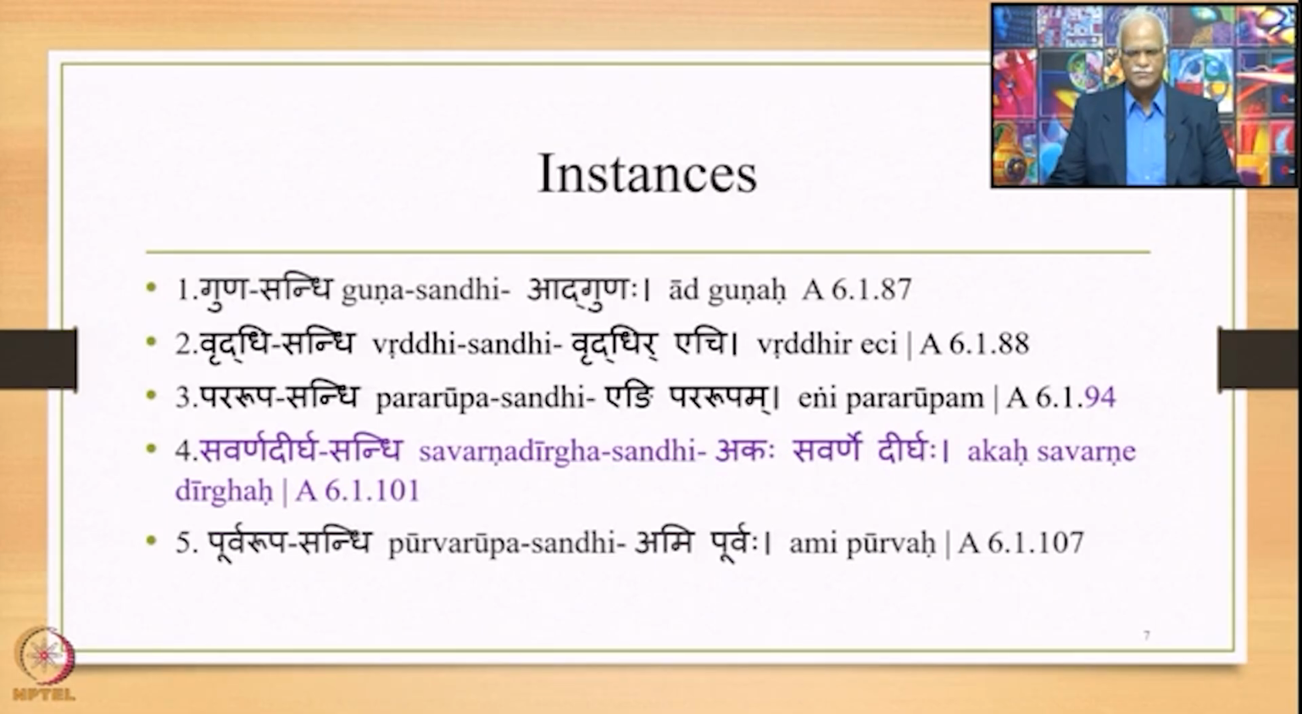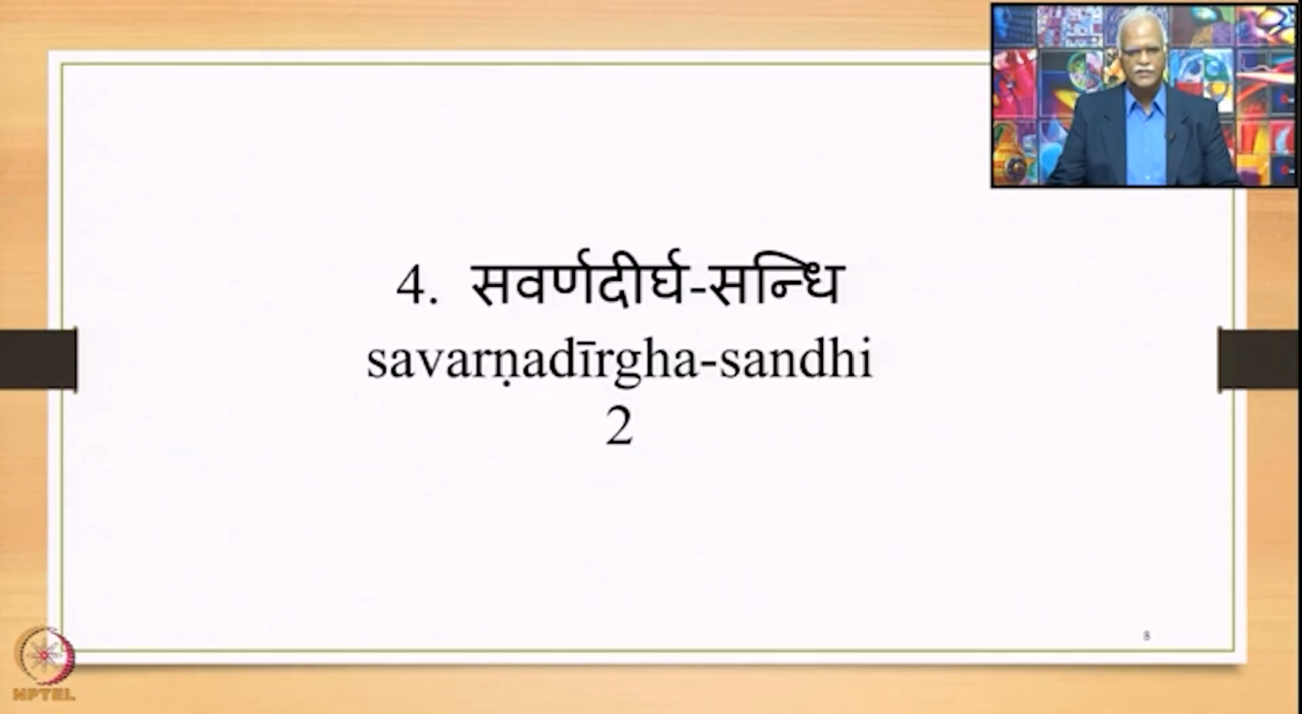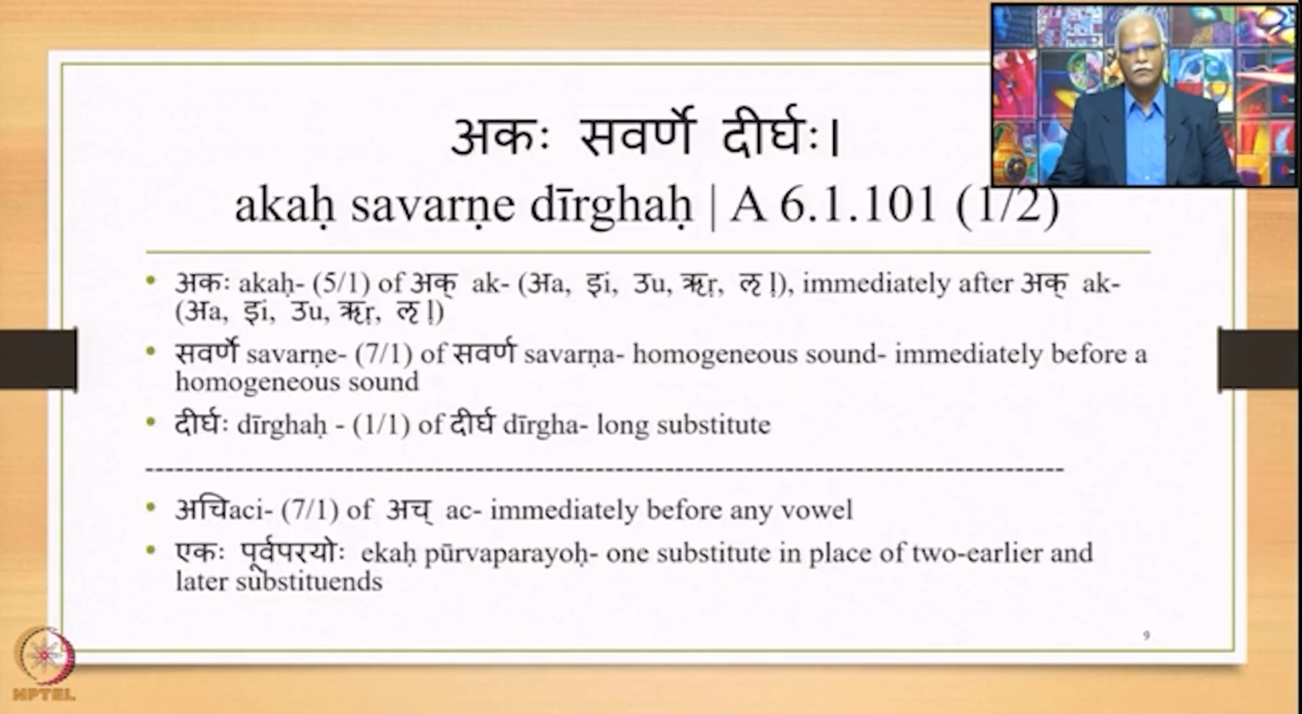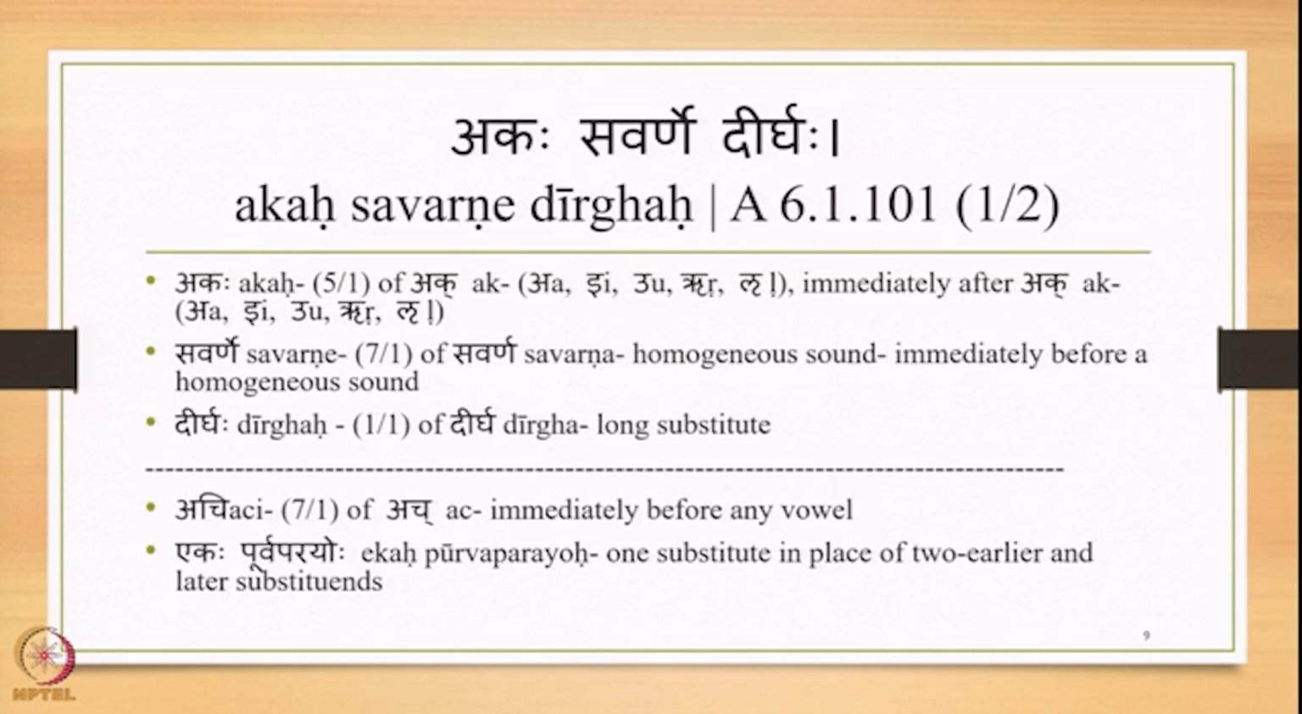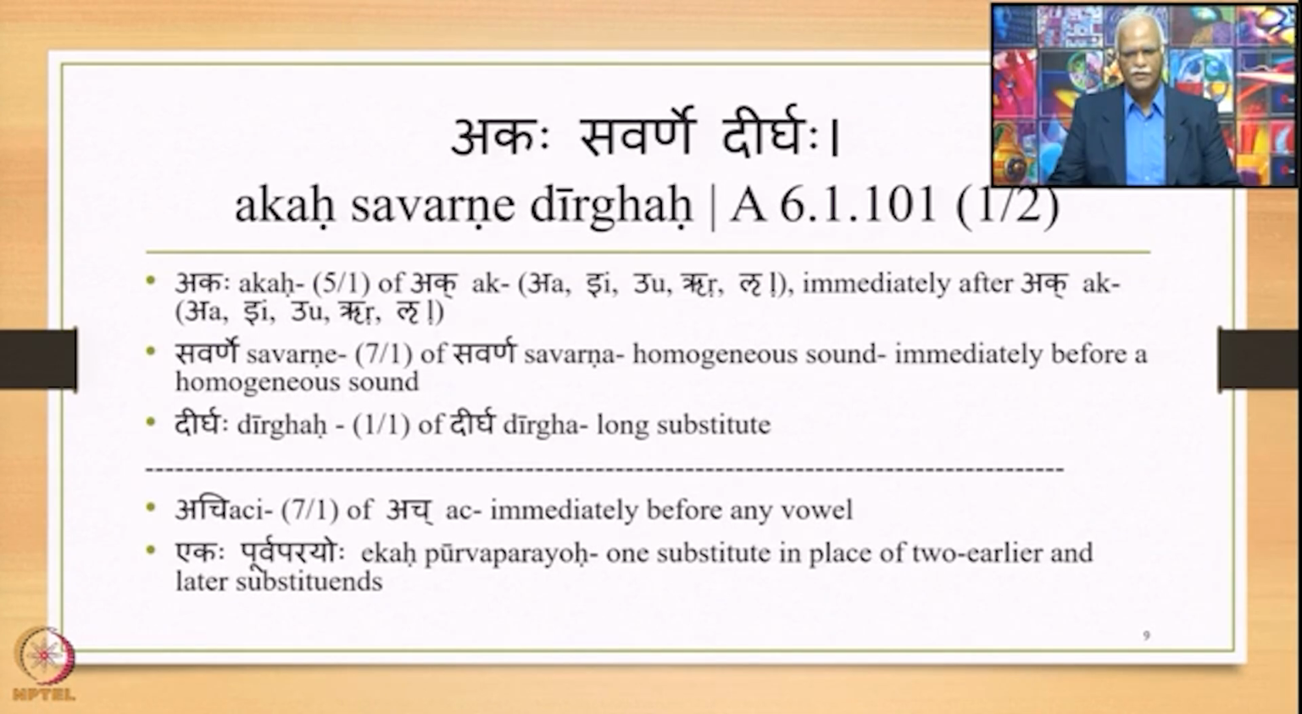6.1.107 onwards. So let us come to the Savarna Dirgha Sandhi. Let us concentrate on this Sandhi, which is the fourth instance of the Dvisthanika Ekadesha. This is stated by the Sutra Akasavarne Dirghaha. We have already studied this sutra in the previous lecture, but let us take a recap.